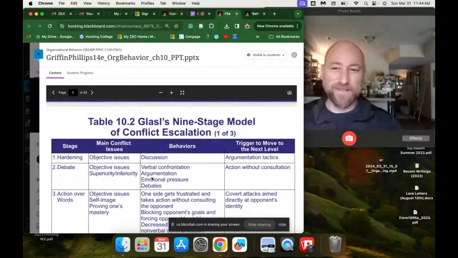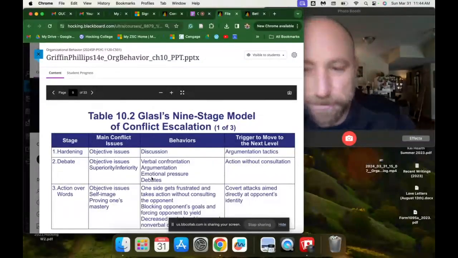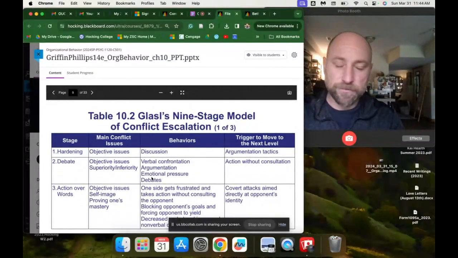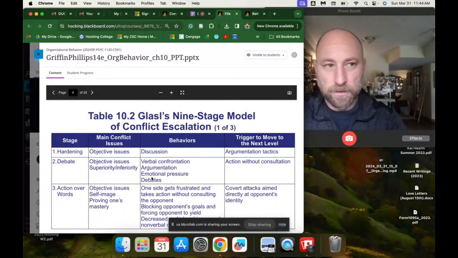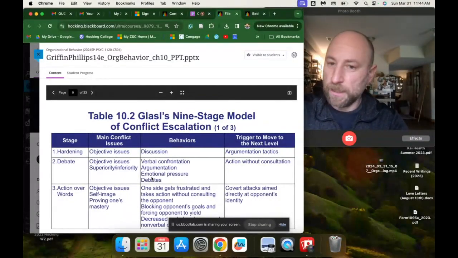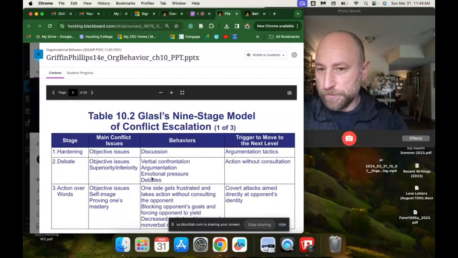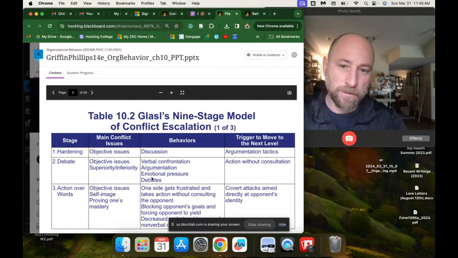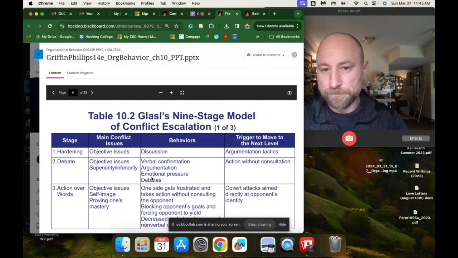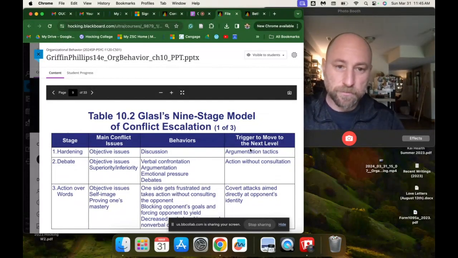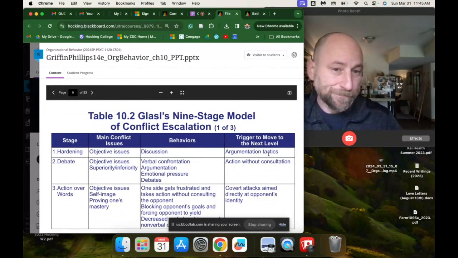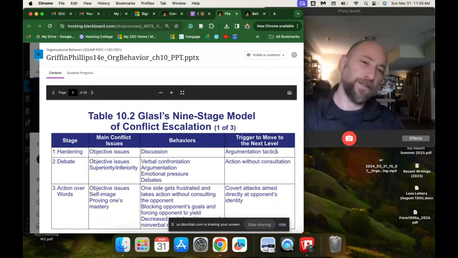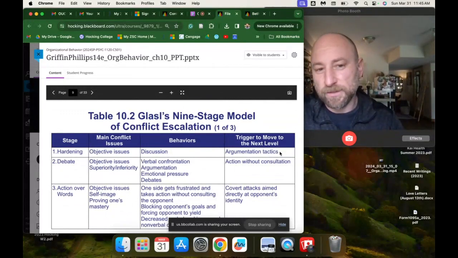Glasl's 9-stage model of conflict escalation. So this is a useful sort of categorization of what we were just talking about. Hardening. So at this point, objective issues are at stake. You're arguing about some issue or having a disagreement about some issue, how to best approach an issue. At this point, the behaviors are discussion. What's the trigger to the next move? Well, argumentation tactics, right? Now, some people have a natural tendency to argue. That would be me, but a lot of guys do that, and plenty of girls as well.